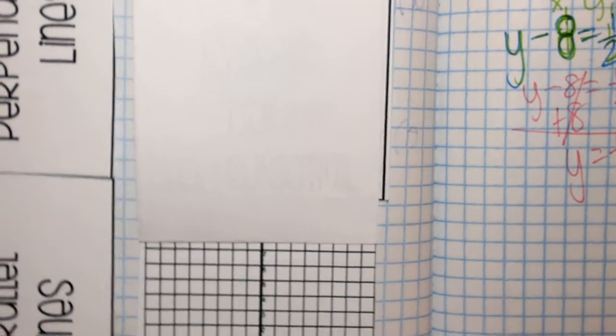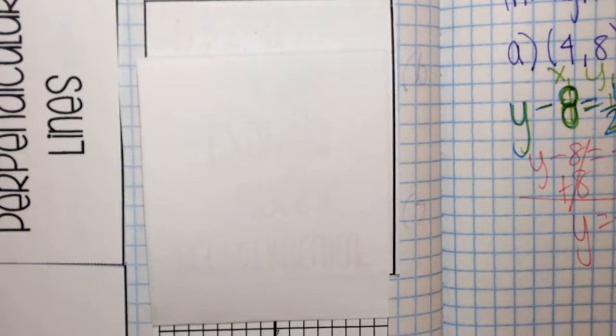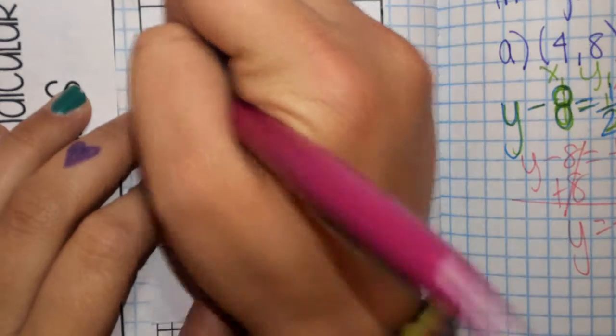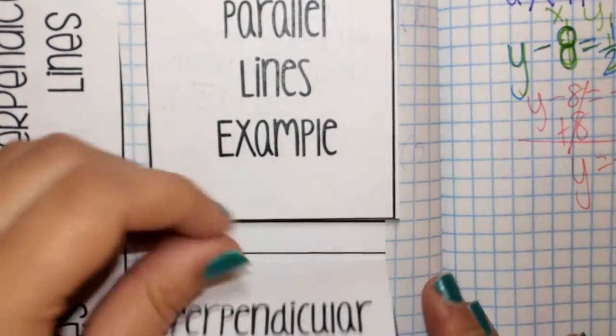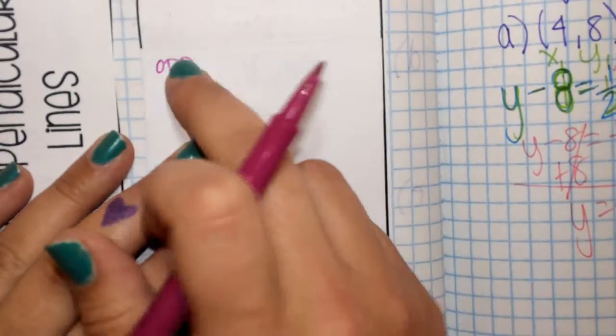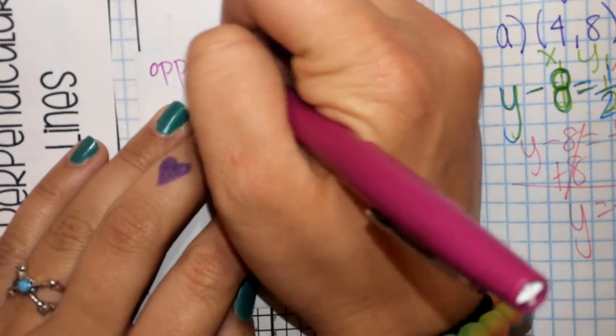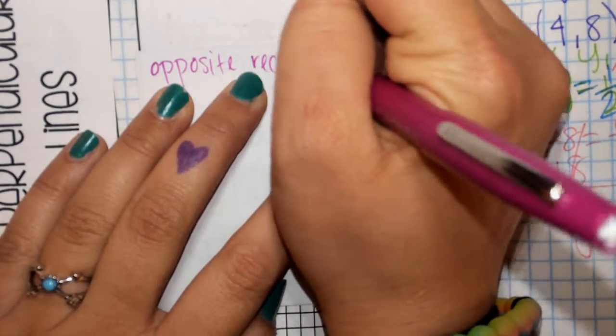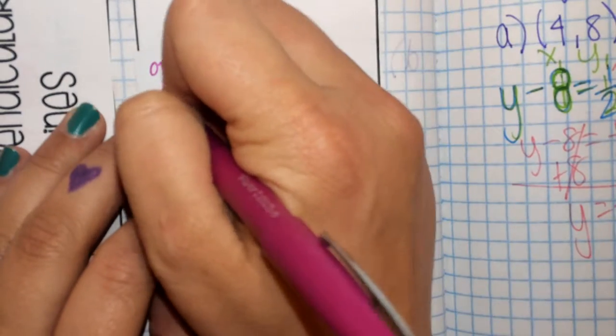Now, perpendicular lines have what kind of slope? Opposite reciprocal slopes. And they should cross. So that means that we flip, we have two different signs, and they cross. So everybody open the flappy, and then we're writing up here. Opposite reciprocal slopes.